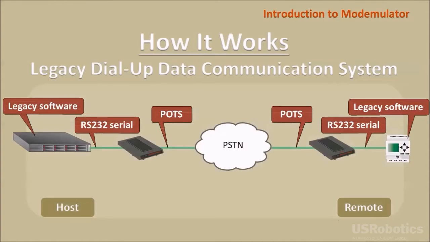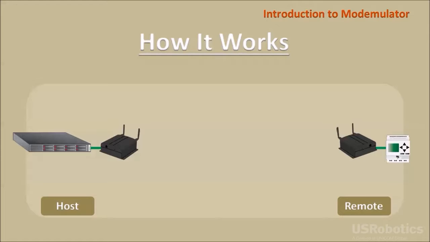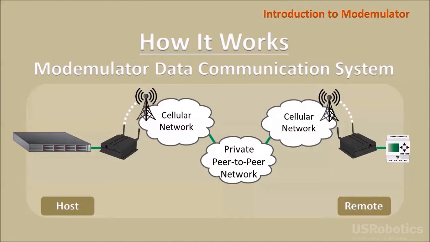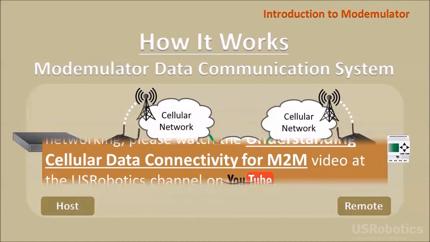Peer-to-peer Modemulator operation is used to upgrade a legacy dial-up data communication system with a drop-in replacement of the analog modems by Modemulators and replacement of the telephone network by a private peer-to-peer cellular network. For more information about private peer-to-peer cellular networks, please watch the Understanding Cellular Data Connectivity for M2M video on the US Robotics channel on YouTube.